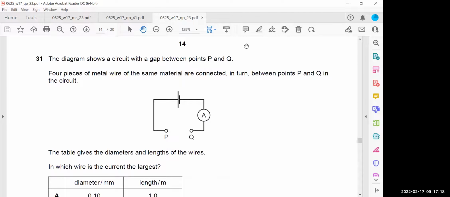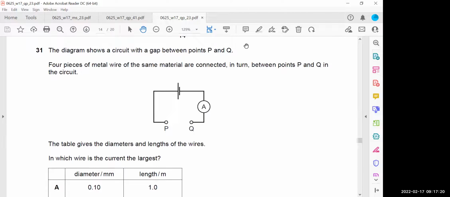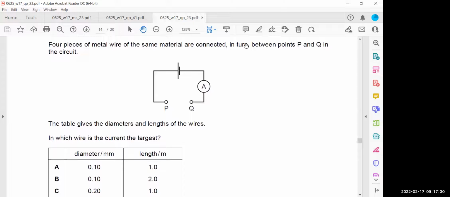The diagram shows a circuit with a gap between points P and Q. Four pieces of metal wire of the same material are connected in turn between points P and Q in the circuit. The table gives the diameters and lengths of the wires. In which wire is the current the largest? Diameter is given, length is given. What equation will you apply here? You need to find the maximum current.